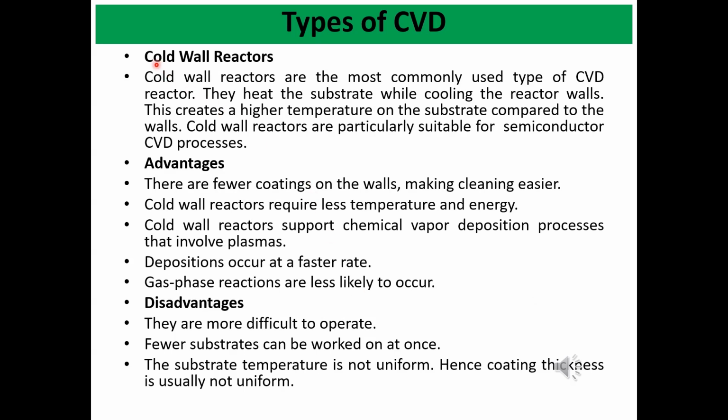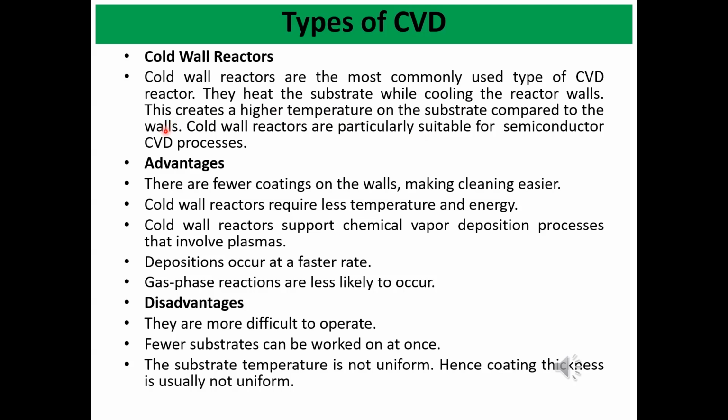The next type is cold wall reactors. Cold wall reactors are the most commonly used type of CVD reactor. They heat the substrate while cooling the reactor walls. So in case of cold wall reactors, only the substrate is heated while the walls of the reactor are not heated. This creates a higher temperature on the substrate compared to the walls. So there is a temperature gradient between the substrate and the walls of the reactor.